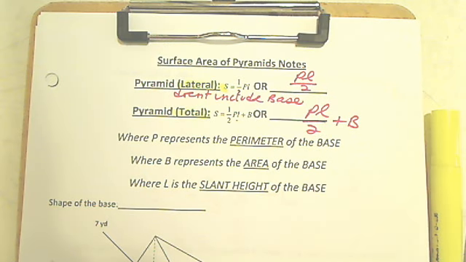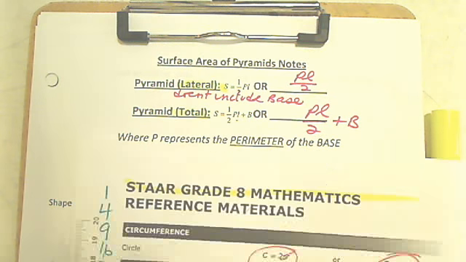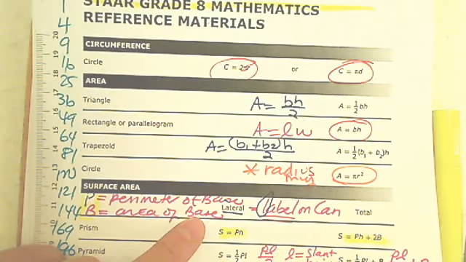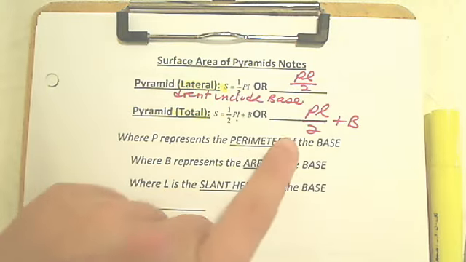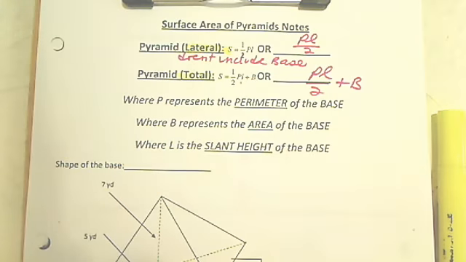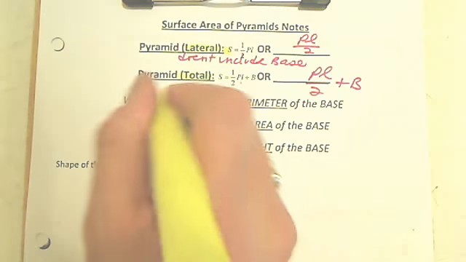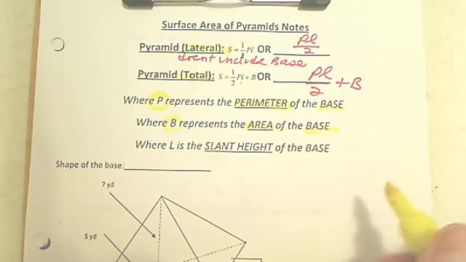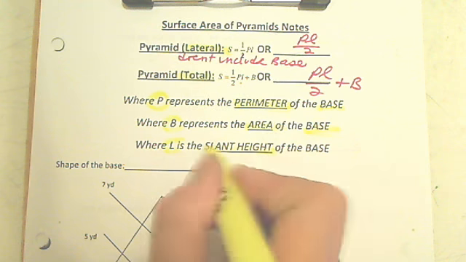Big B, if you missed yesterday's lecture, means the area of the base. Big P means the perimeter of the base. Everything on how shapes are identified is based on the base. The base kind of tells you what to do. Again, one more time. P, perimeter of the base. B, area of the base. L, slant height.